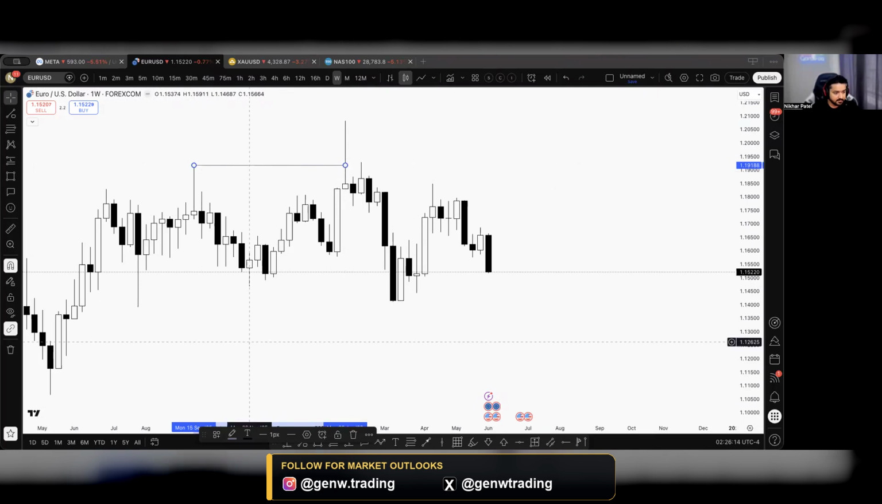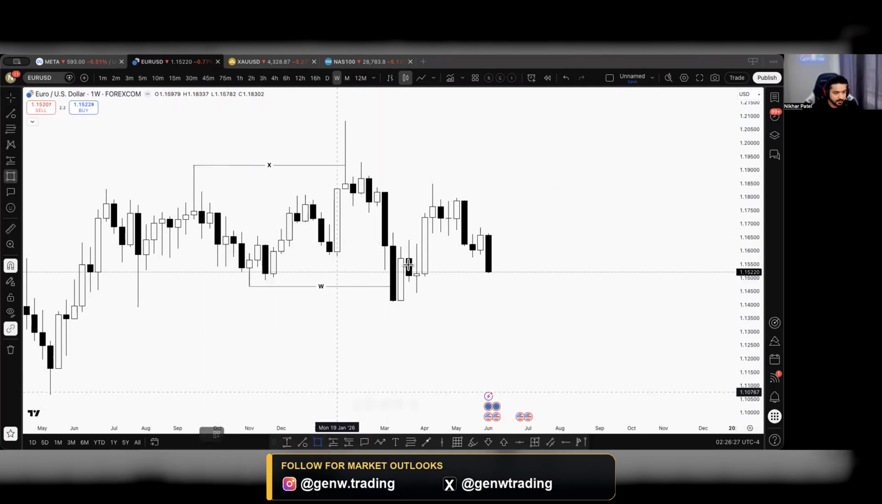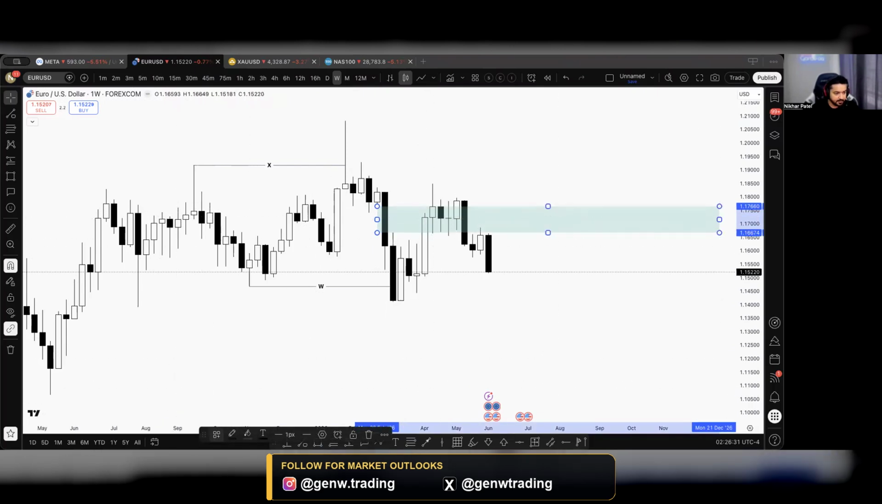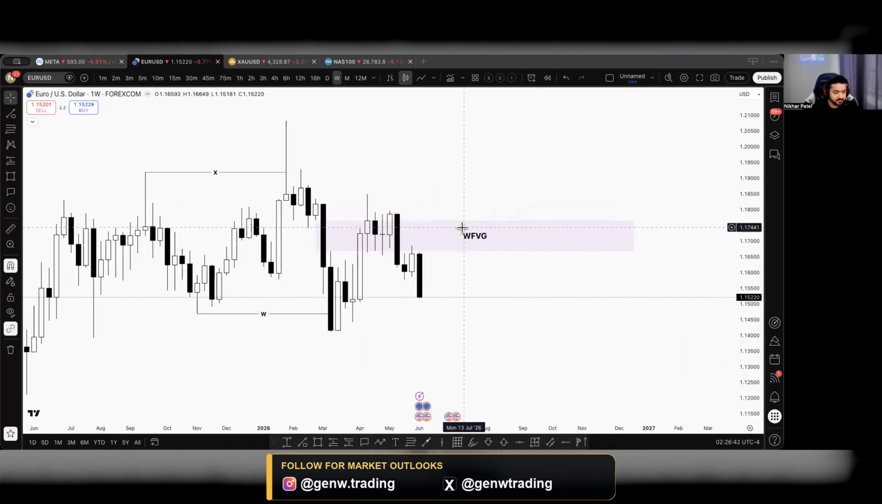We've seen that price had swept the liquidity on the upside and it had given a bearish break of structure on the weekly time frame. Now this bearish break of structure had left behind a fair value gap on the weekly time frame, which is the WFVG, and we've seen that price beautifully respected it, mitigated the inverse fair value gap, and then it has again given a bearish momentum.